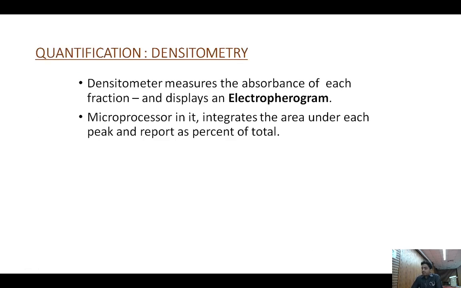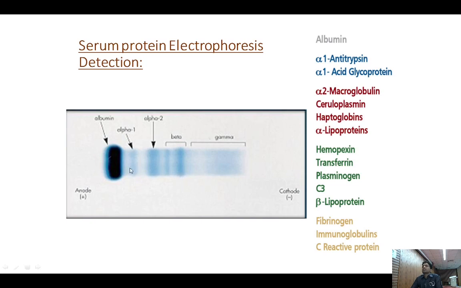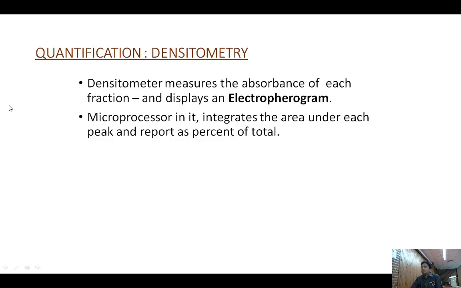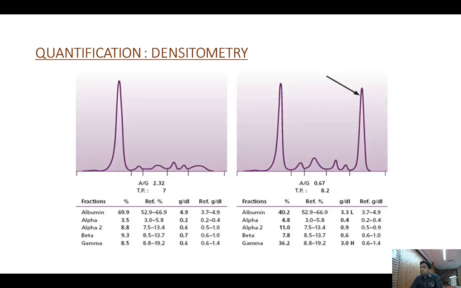So how will you read this? You saw this, but how will you understand how much is present? The instrument used is the densitometer, so the process is densitometry. If we put this slide in the densitometer, by the absorbance method it will convert these fractions and form an electropherogram. We will see how it looks, and the machine will calculate the area under the curve of each electropherogram peak.